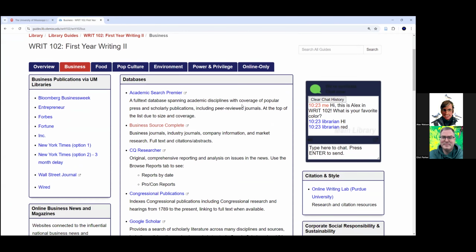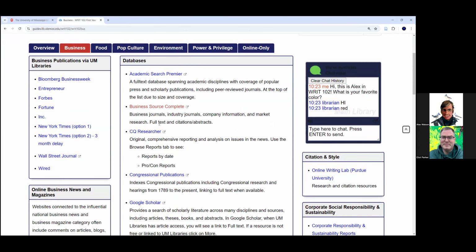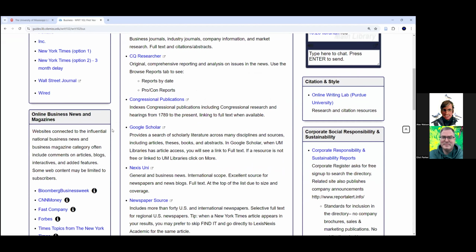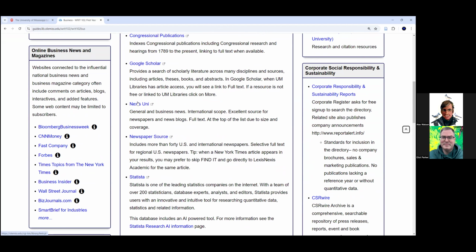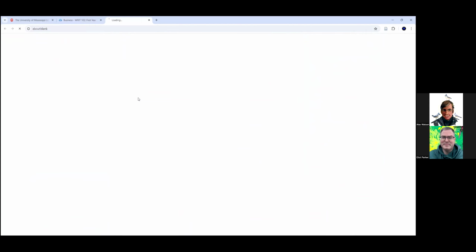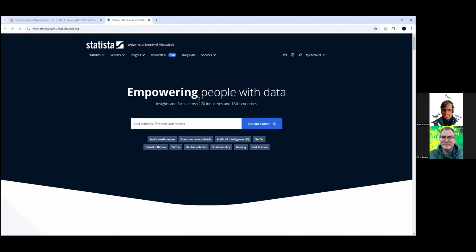Now, there are a number of other things in here that can be useful to you. You can look for specific topics and issues that might mention a corporation in CQ Researcher. We have a large number of newspapers in Nexis and Newspaper Source if you're interested in finding some news articles. One of the ones that I will often recommend to people is Statista. Statista is a statistical database that pulls statistical information out of a variety of government and private reports. In fact, you can see some of the corporations that they deal with down here.